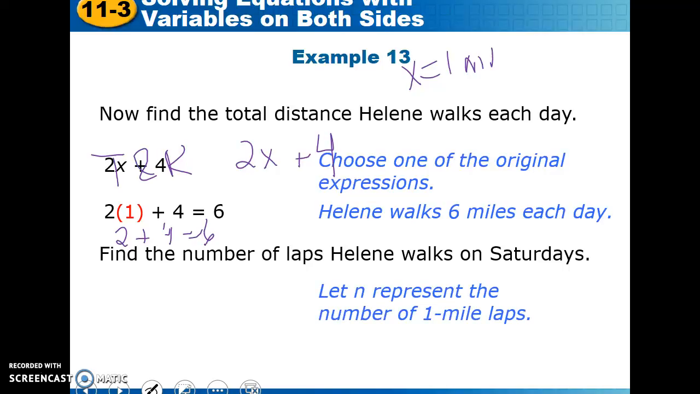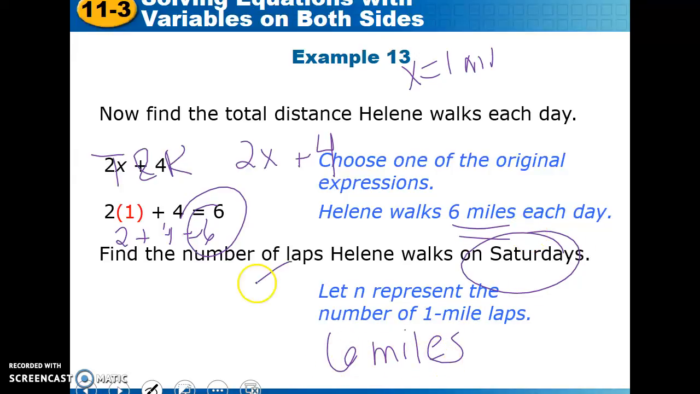If she's walking the same number of miles each day, on Tuesdays and Thursdays she's walking 6 miles, and on Monday, Wednesday, Friday she's walking 6 miles. That means on Saturdays she's also walking 6 miles. I think this equation part is pointless.